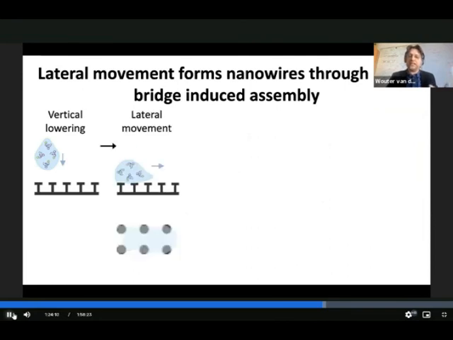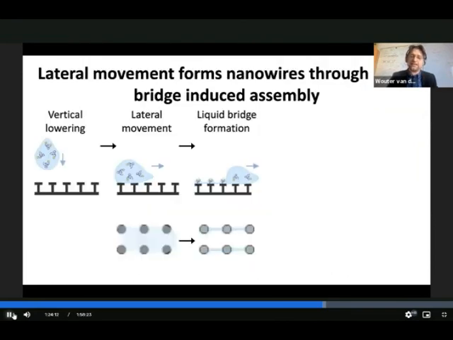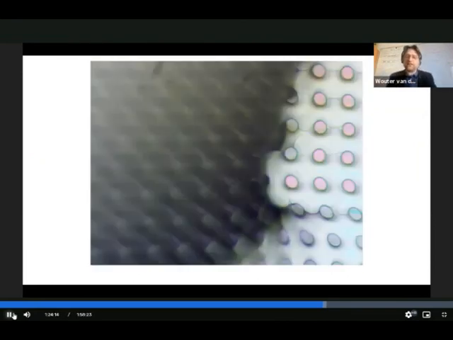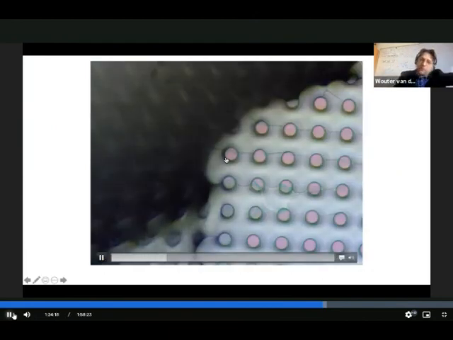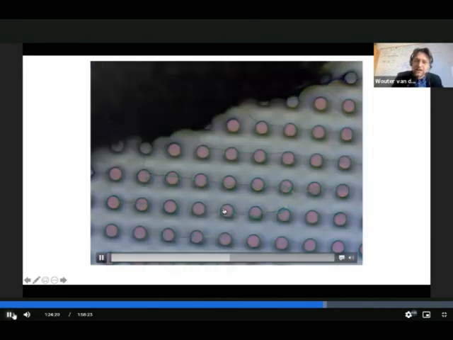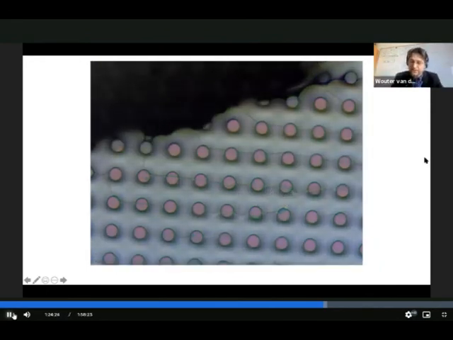Interestingly, we can also make nanowires. As we talked about, you roll a droplet. And here you can see how this happens. This is a droplet that is slowly moving, and you can see it leaves the film behind. As it moves, this film breaks up and forms these tiny nanowires.